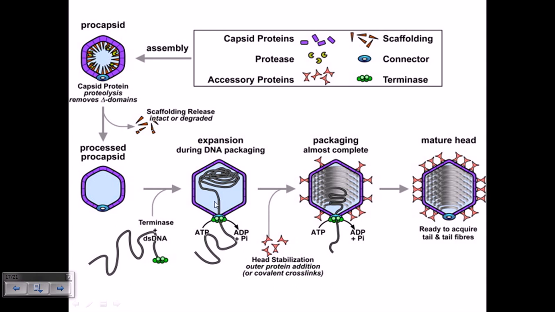Once the DNA is being pumped inside, more and more accessory proteins come in, and they will be added to the outer shell, or what we call capsid proteins, from outside, and the head is being matured more. When all the DNA has been inserted and packaged properly, it is ready to attach to the tail and fibers, and then it will be called a matured head.